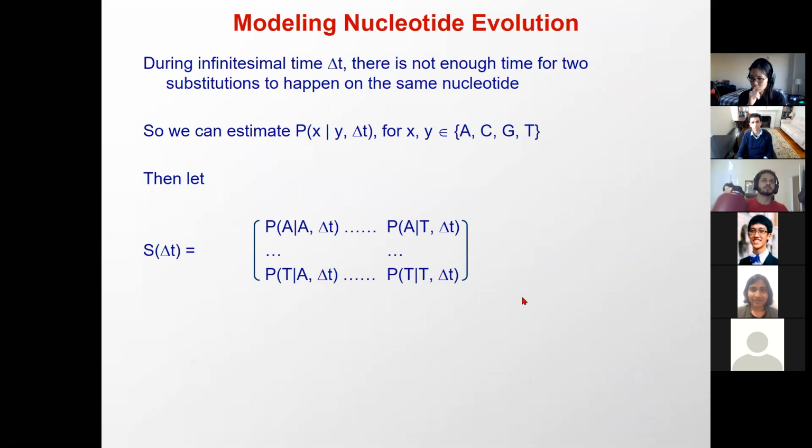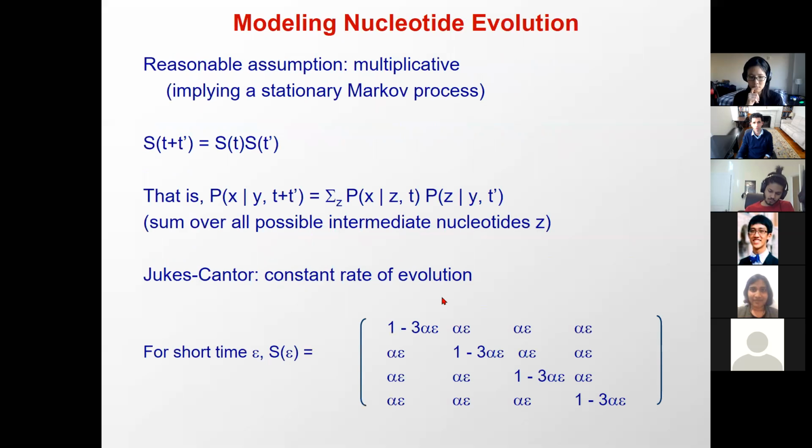Okay, so let's explain and expand. During an infinitesimally small time delta t, there's not enough time for two substitutions to happen on the same nucleotide. So we can estimate the probability of having a descendant nucleotide given an ancestor nucleotide and given a time elapsed delta t for any pair of nucleotides, and then let this probability of A given A, A given T, etc., be the matrix of substitutions.